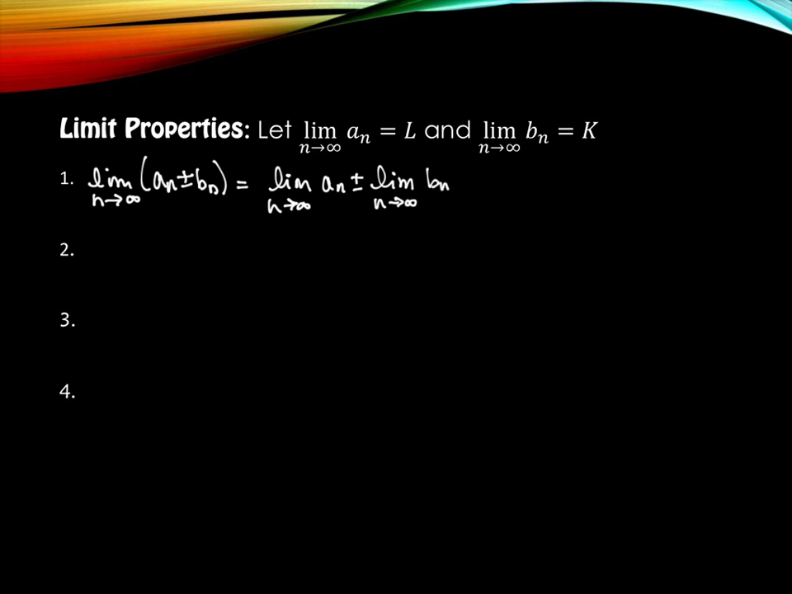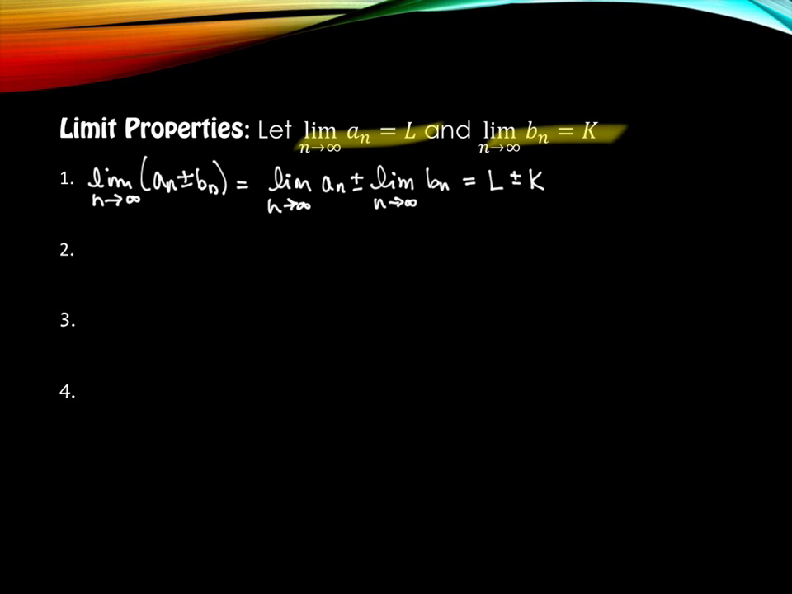Okay, and because L is what they're identifying as the limit of a sub n, and we have plus or minus here, so let me put it that way. K is what they're identifying as b sub n. This would just be L minus K. And I'm just getting that from up here. The limit is L, and this one's limit is K. Okay, so you can separate them out. We did that with limits of functions. Okay, we did the exact same thing when we did functions back in Calc 1.